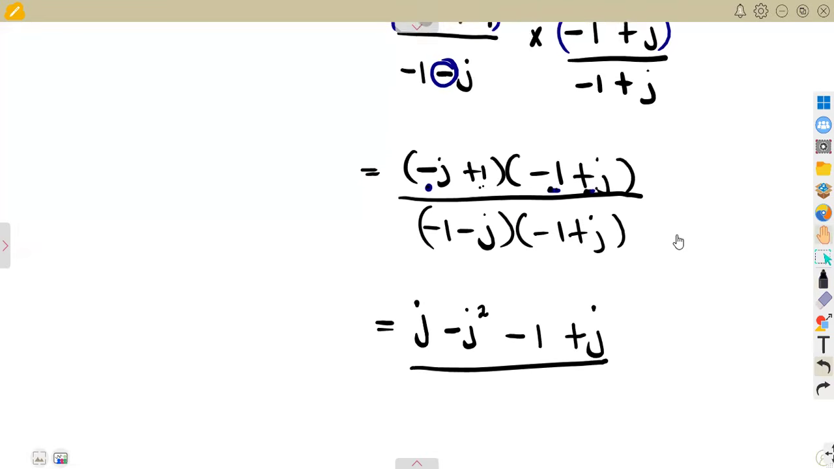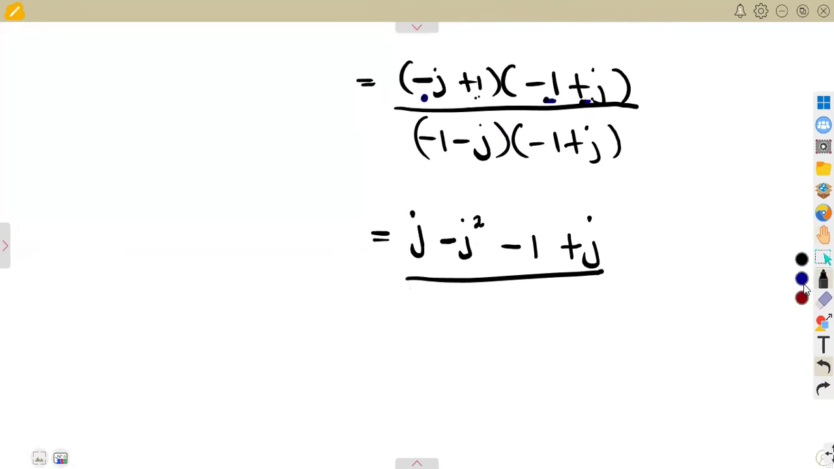Same thing in the denominator. If you were to expand your brackets, minus 1 multiplies everything in the second bracket. Minus 1 times minus 1, that's a positive 1. Minus 1 and j, that's minus j. We move on to minus j. It does the same, multiplies the second bracket. So it's minus j times a negative 1, negative negative, that's a positive j. Minus j and a positive j, that will be minus j squared.